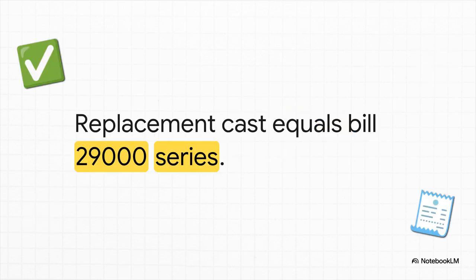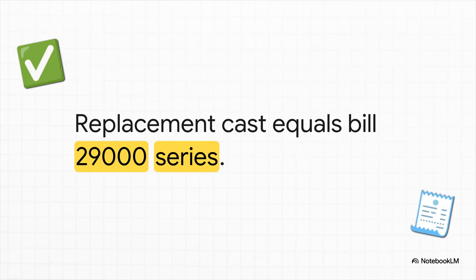So you might be wondering, when are we actually allowed to use these codes? Well, your new formula is this. Replacement cast equals bill the 29,000 series. If that exact same patient comes back to the clinic, let's say 3 weeks later, and the doctor removes the old sweaty cast and puts on a fresh, clean replacement cast, boom, then you bill it.